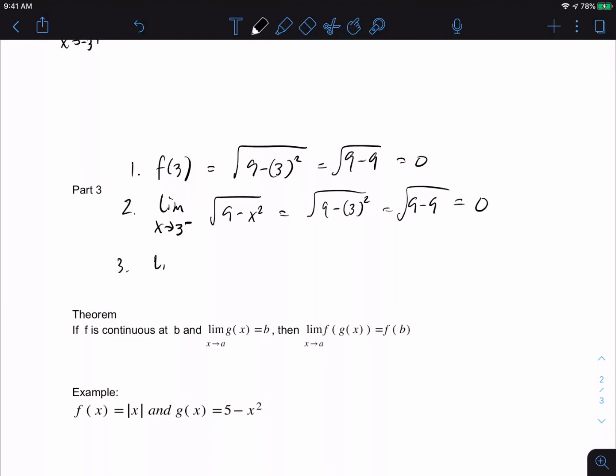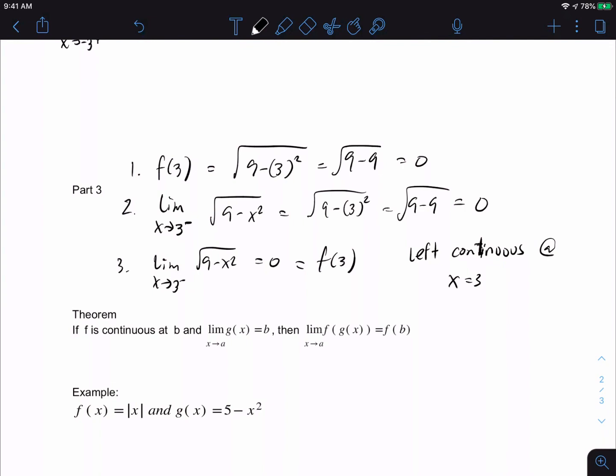And then the third step, that limit as I come from the left is equal to 0, which is equal to f of 3. And now from here I can say this is left continuous at x equals 3. Cool.